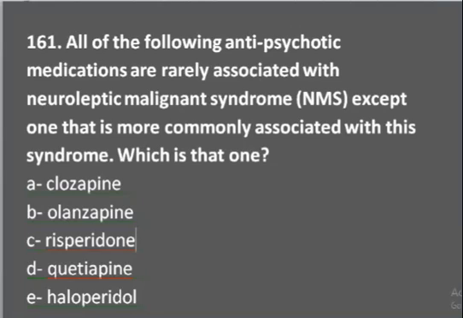So options are given: clozapine, olanzapine, risperidone, quetiapine, haloperidol. Actually, the options clozapine, olanzapine, risperidone and quetiapine are second generation or atypical antipsychotics, while the E option, haloperidol, is a first generation antipsychotic. And actually first generation antipsychotics are more commonly associated with neuroleptic malignant syndrome. So haloperidol is the right answer here, E.